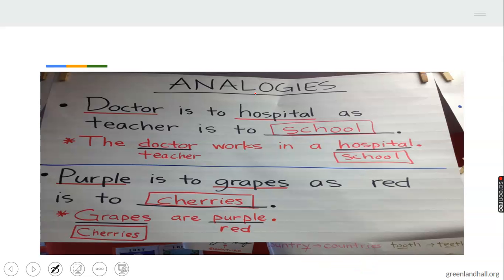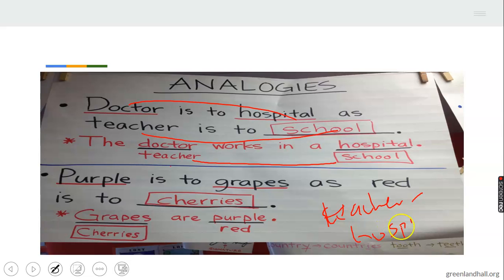Now, analogies. Doctor is to hospital as teacher is to school. You can see now, a teacher works in a school. Why a doctor works in a hospital? That is the analogy. The doctor works in a hospital while the teacher works in the school. You cannot say school, hospital. You cannot say teacher, hospital. It's wrong. You cannot say that teacher is tagged or connected to hospital.